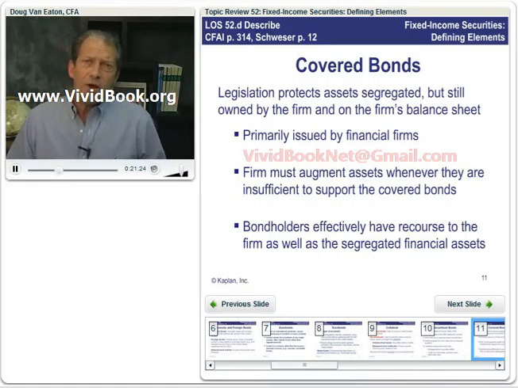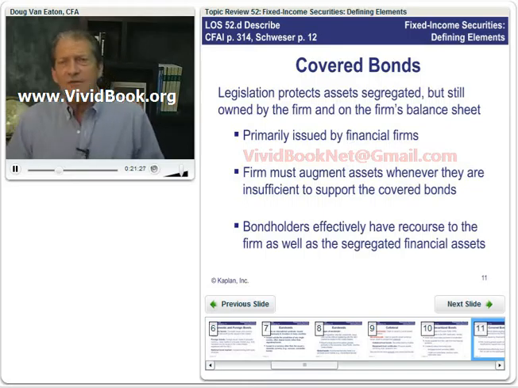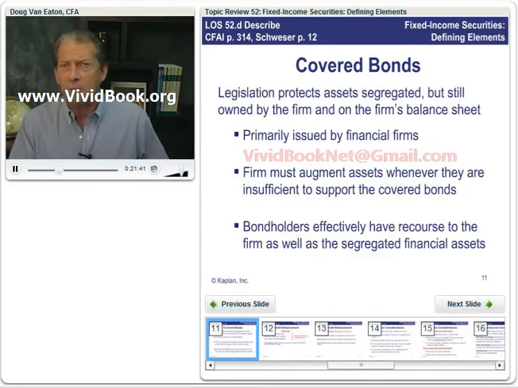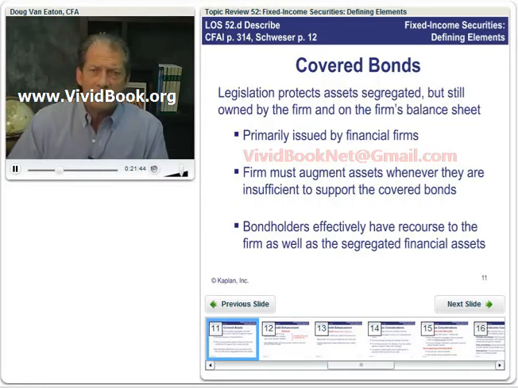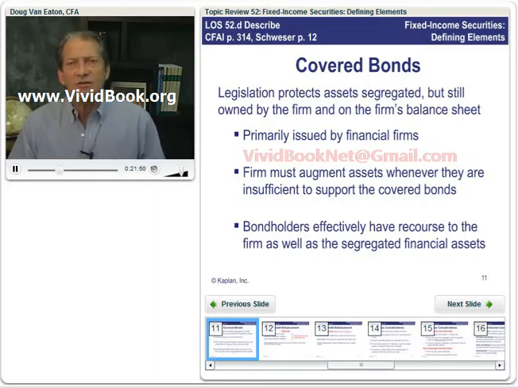Now, with this covered bond structure, the way it's set up, if the assets that the firm has segregated to make the payments on these covered bonds don't support those payments, or their value declines so they don't really support this covered bond issue, periodically the firm has to augment these assets. It has to add assets if they get insufficient to support the bonds. So this means they're a little different from an SPE. With an SPE, I pledge the assets, or excuse me, sell the assets to the SPE account.